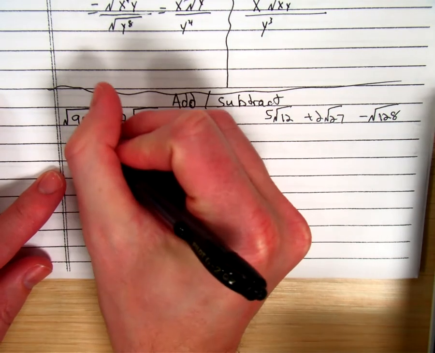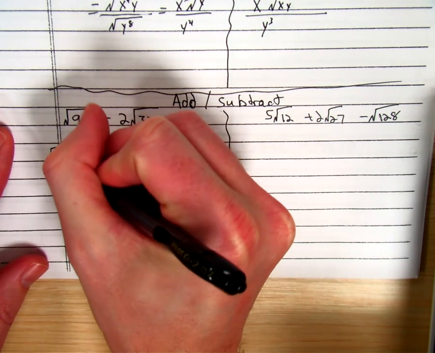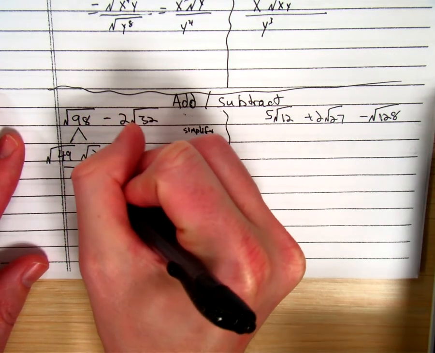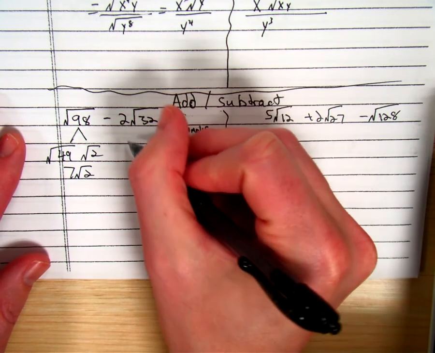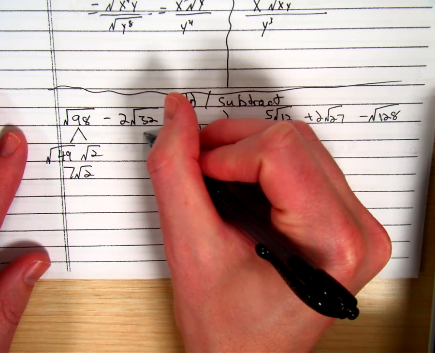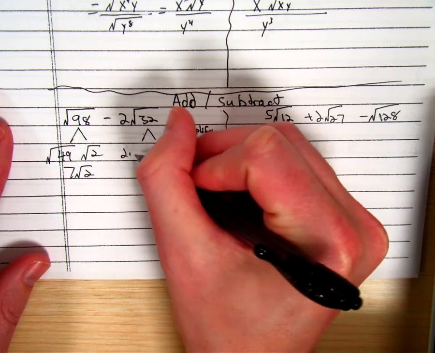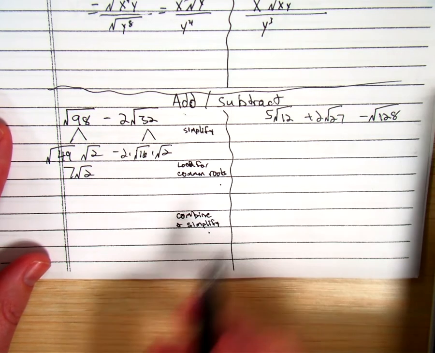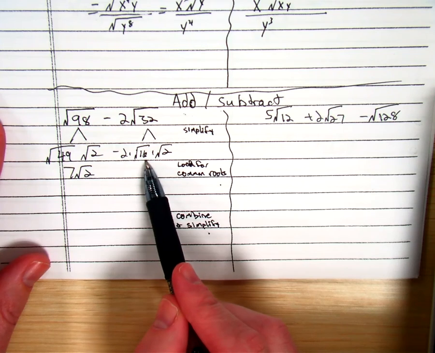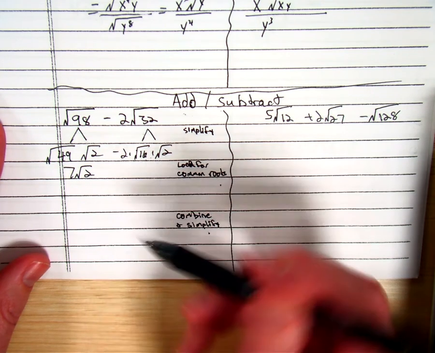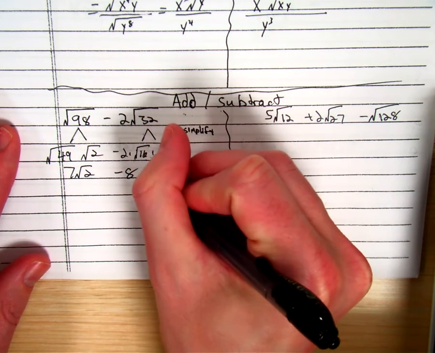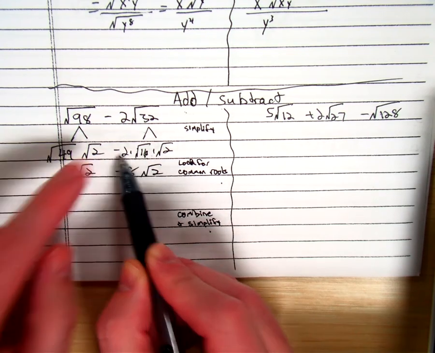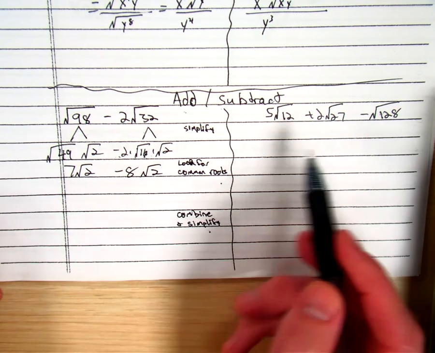So 98, I'm going to break that up into 49 and 2 for 7 radical 2 there. Ooh, we have a times 2 already out in front of it. 16 times 2 there. Square root of 16 is 4. That 4 times the negative 2 is going to be that negative 8, or the minus 8 radical 2.